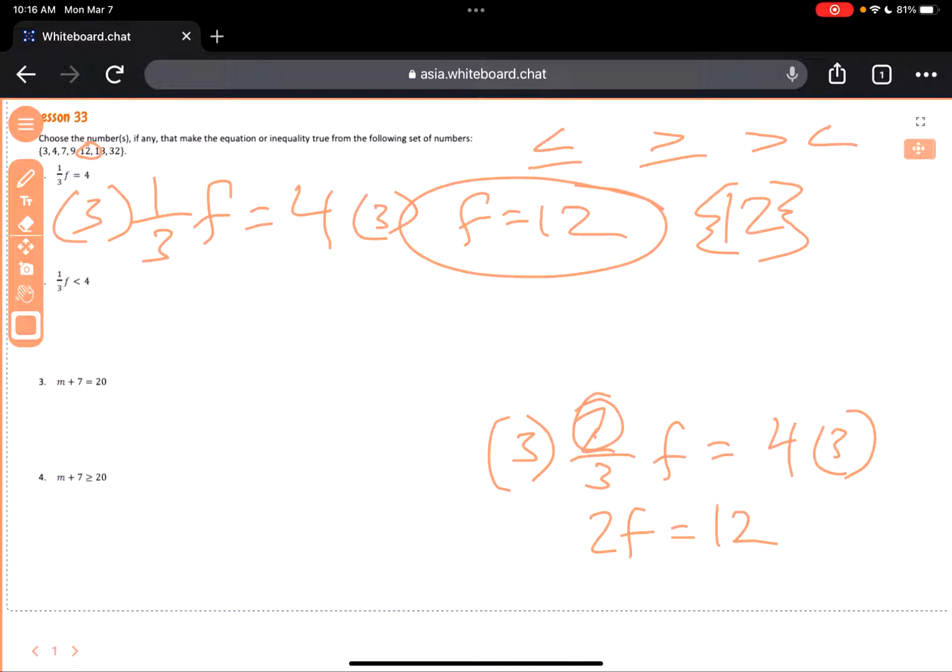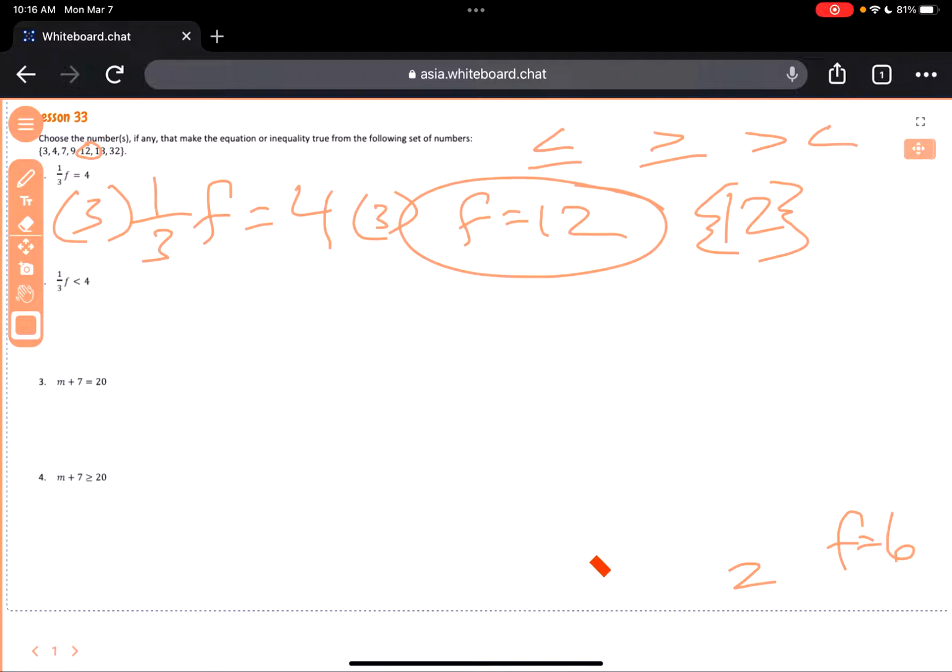Now what are you going to do? If you have 2F equals 12, what do you do? Divide by 2. F equals 6. Okay? So even though it's not a 1 in the numerator, you still can multiply by it to get rid of the denominator and then just solve it from there. All right. Let's look at the next one.